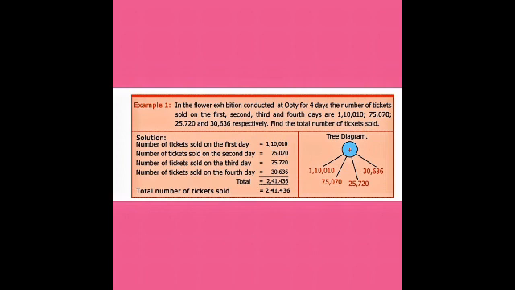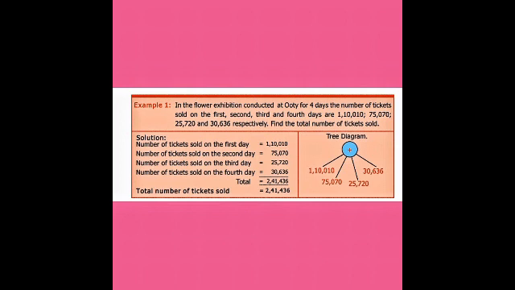First, to see the solution part: the number of tickets sold on the first day is 1,10,010. The number of tickets sold on the second day is 75,070. On the third day is 25,720. Then the number of tickets sold on the fourth day is 30,630. The total amount, that is, totally how much, is 2,41,436.